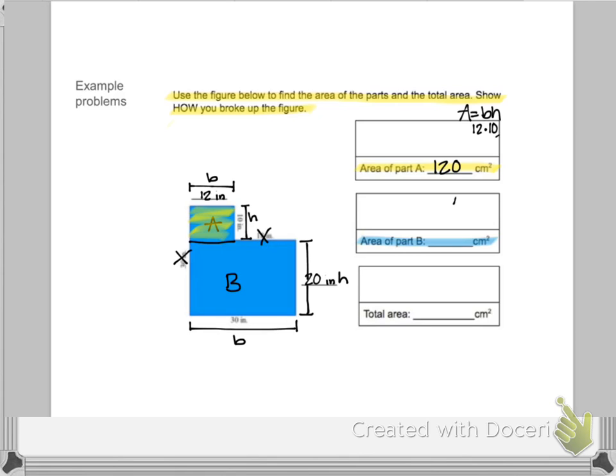Again, to find its area, we're going to do area is equal to base multiplied by height. Its base is 30 multiplied by its height of 20. 3 times 2 is 6, so 30 times 20 is 600 centimeters squared. For the total area, we're going to have the area for part A added to the area of part B. Part A is 120 and part B is 600. 120 plus 600 is going to be 720 centimeters squared.